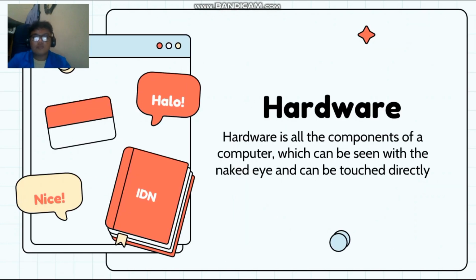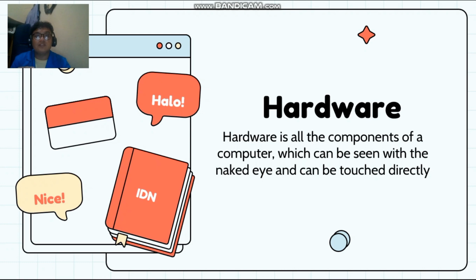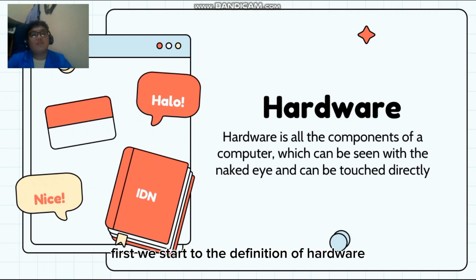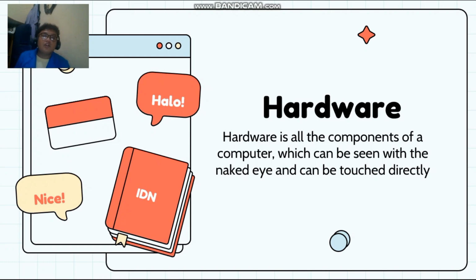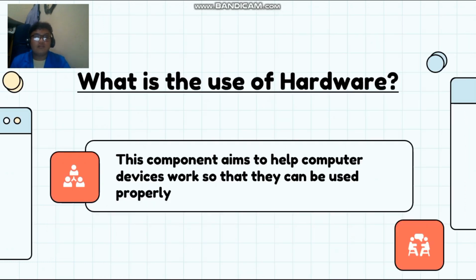Next, I will explain the definition of hardware and some examples of hardware, and I will take 3 examples for today. First, we start with the definition of hardware. Hardware is all the components of a computer which can be seen with the naked eye and can be touched directly. And you can also add additional hardware if you need it.